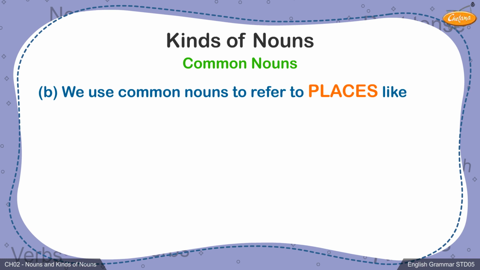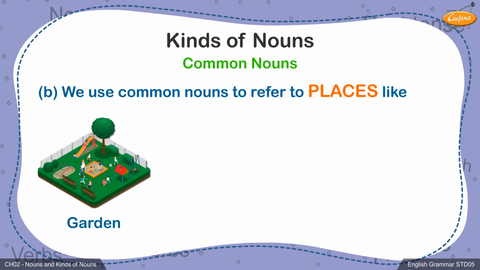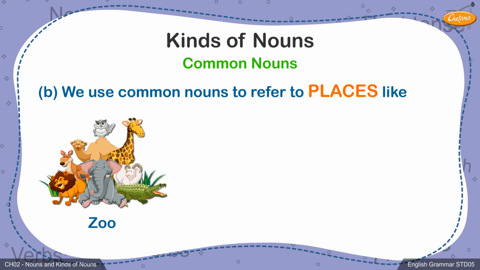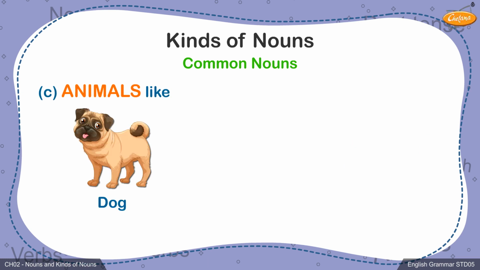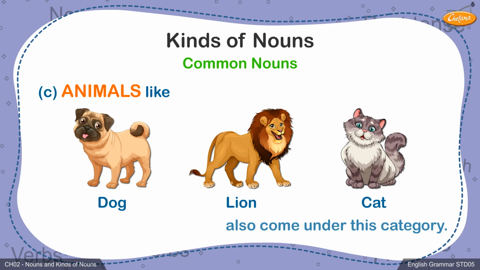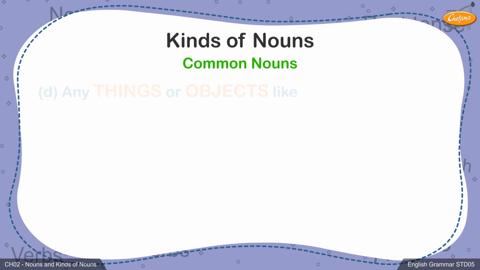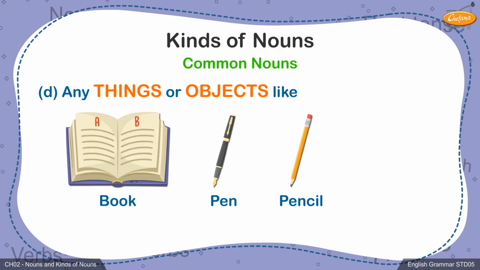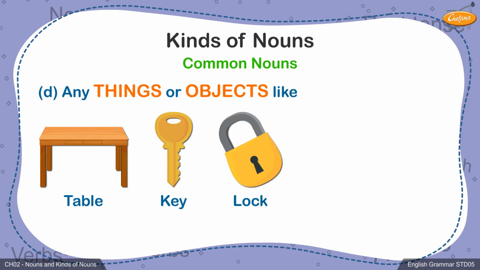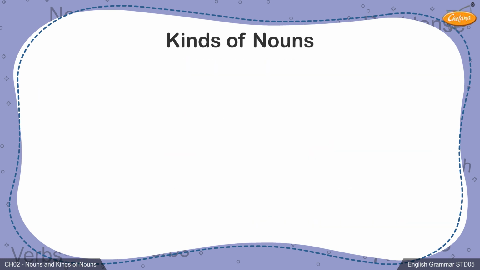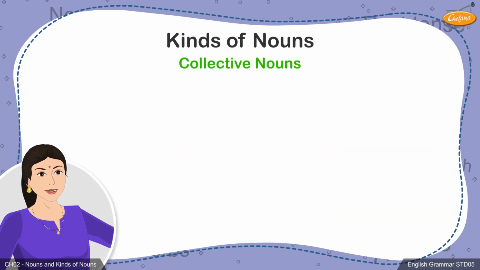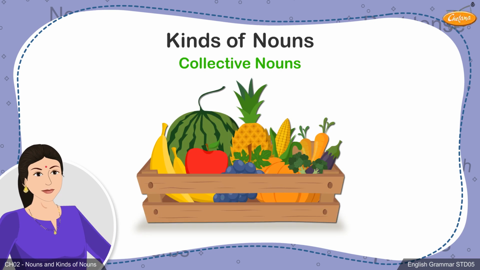B. Similarly, we use common nouns to refer to places like garden, road, school, zoo, hotel, restaurant, etc. C. Animals like dog, lion, cat, etc. also come under this category. D. Lastly, any things or objects like book, pen, pencil, chair, table, key, lock, stone, etc. are also common nouns. Now that you have understood the concept of proper and common nouns, you will learn about the nouns that are used to represent a collection of things.